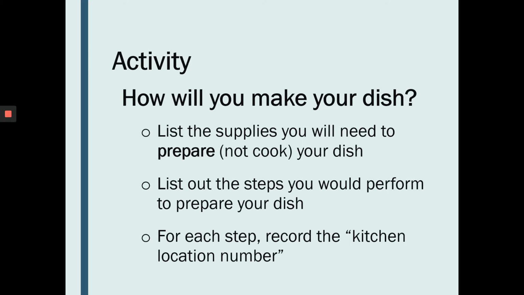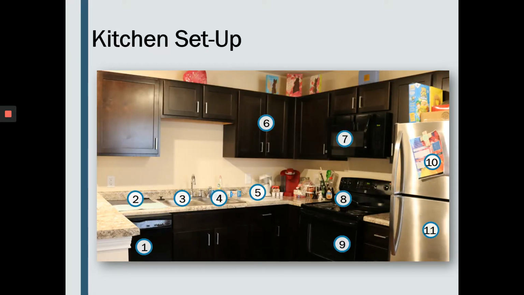For each step you list, record the kitchen location number where the step will be performed. Kitchen location numbers and a description of each location are located on the kitchen diagram included in your activity handbook. We will review your responses to the activity later in the lesson.